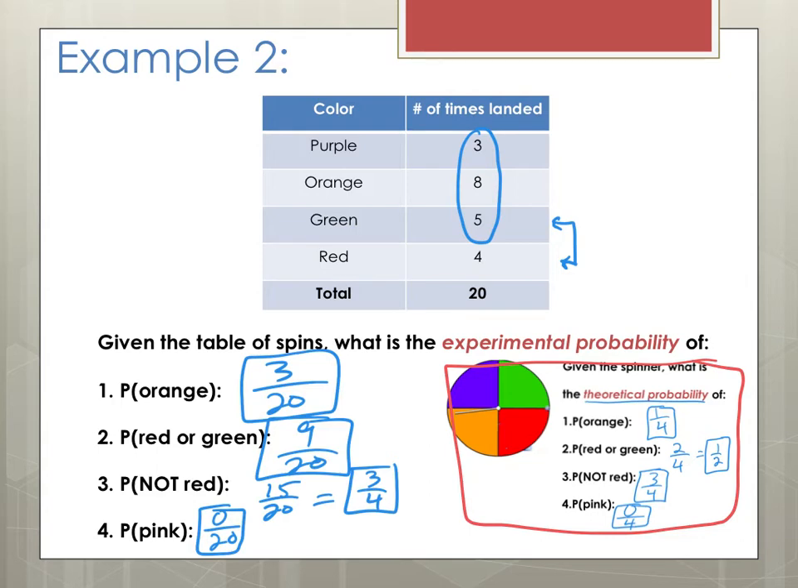For number 2, notice the probability that we got was 9 out of 20, and that compares pretty close to that 1/2 probability, right? 9 out of 20 is the same as a 45% chance of that happening, and theoretically we should have had about a 50% chance of that happening. So that was pretty close to the experiment. The probability of not red, notice these two are exactly the same. In fact, in our experiment we got a 3/4 chance. Our theoretical probability should have been 3/4. So that was the same there, and then same with the pink, right?